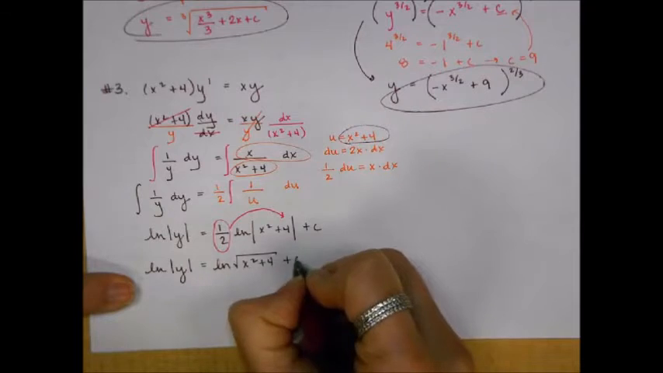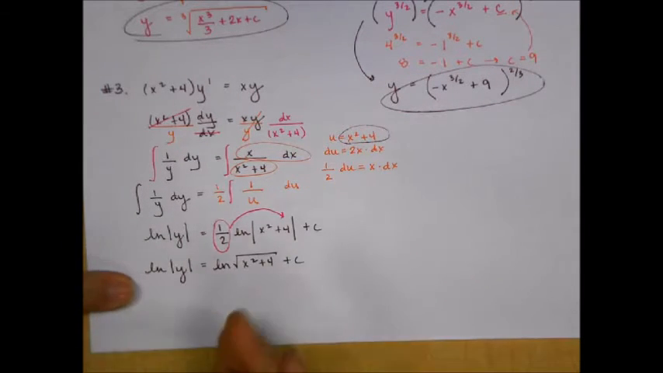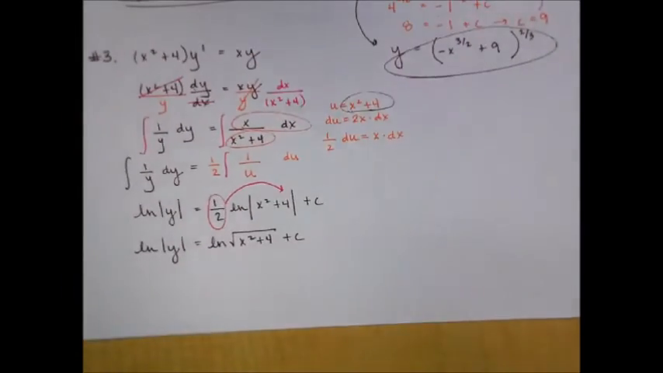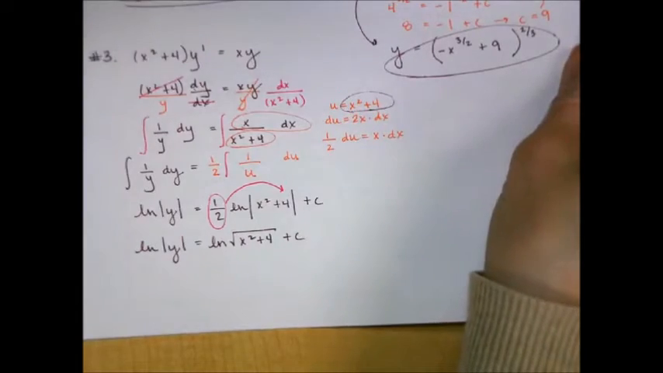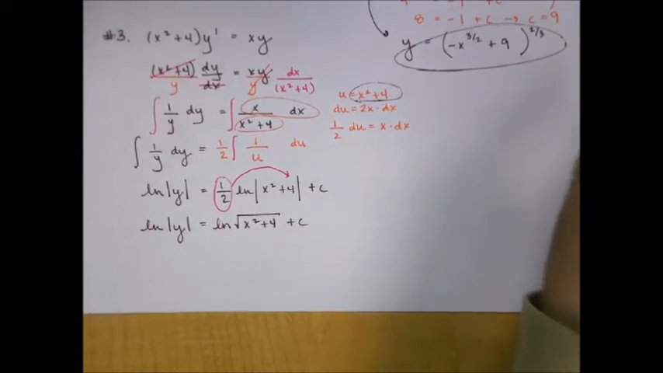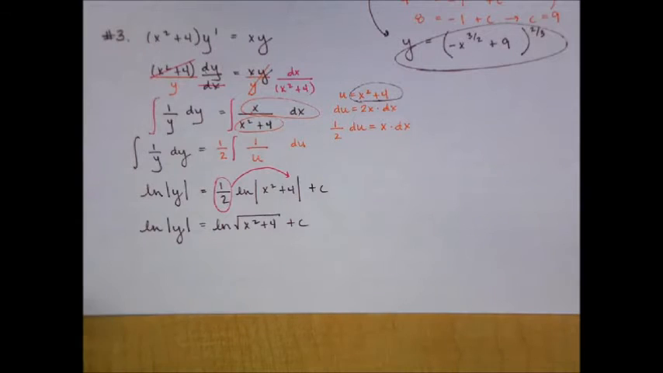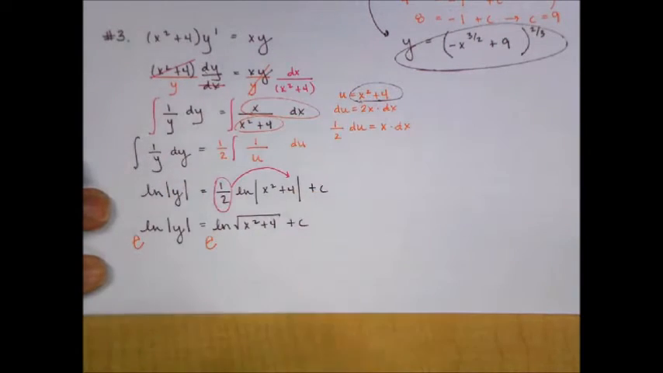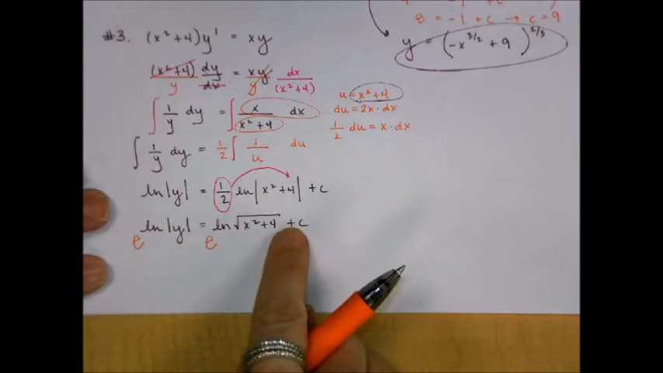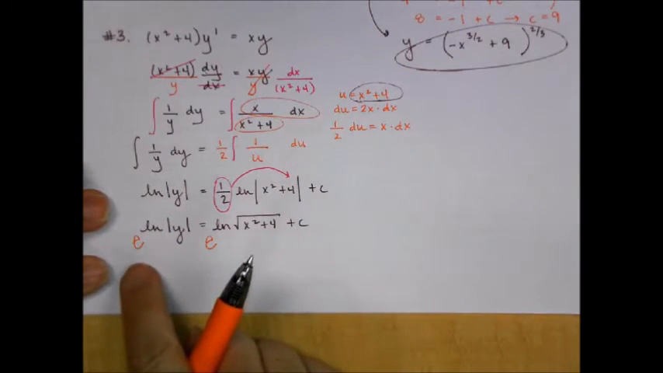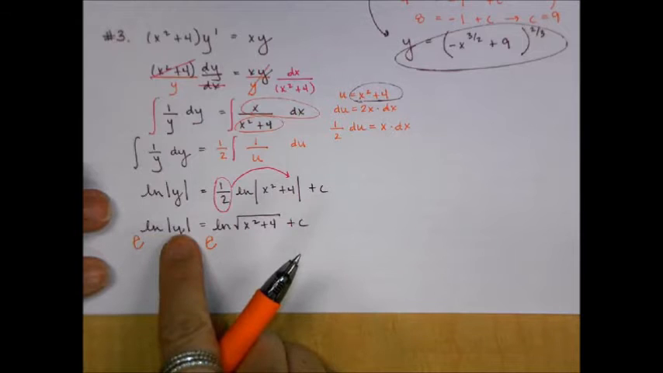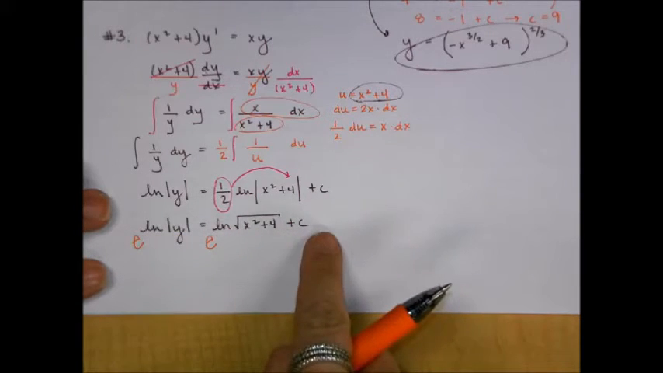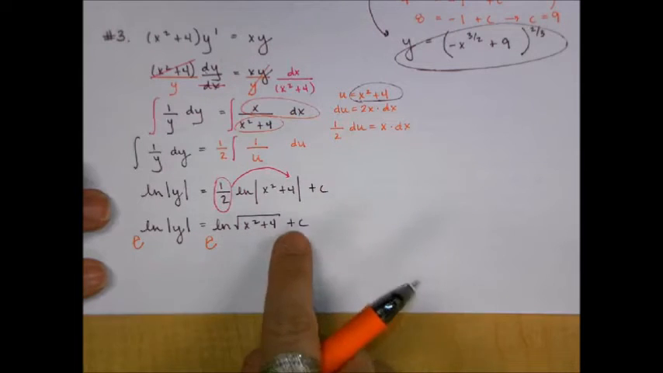I need to get y out of my natural log. So how do I get rid of natural log? Same way you would get rid of a coefficient or an exponent, by using its inverse operation. So the inverse of natural log is e. So we are going to e both sides of our equation. That is, raise both sides as powers of e. So now it's e to the power natural log y equals e to the power all of this, natural log root x squared plus 4 plus c. This is all in the exponent of e.